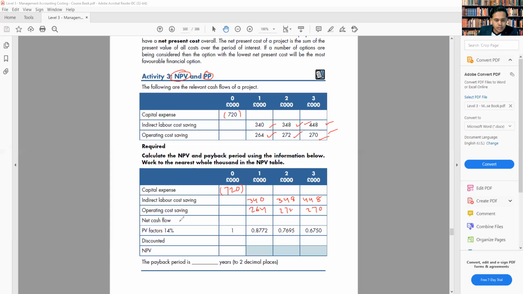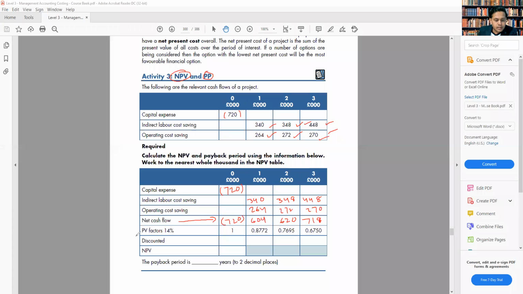If I add this to net cash flow, 340 plus 264, that will give me 604. This is the outflow we have, 720, so minus. And then we have 348 plus 272, that gives me 620. And we have 448 plus 270, that gives me 718. So this is all the information we need, we already have now.